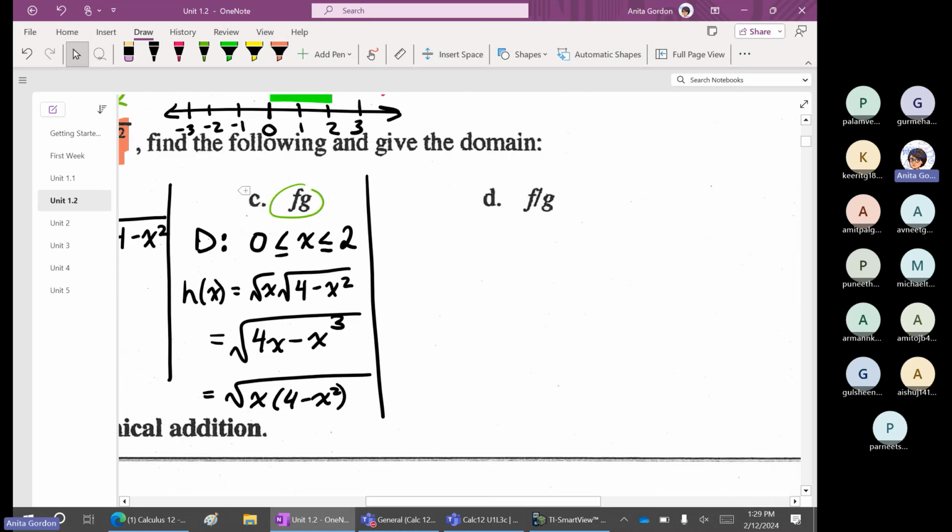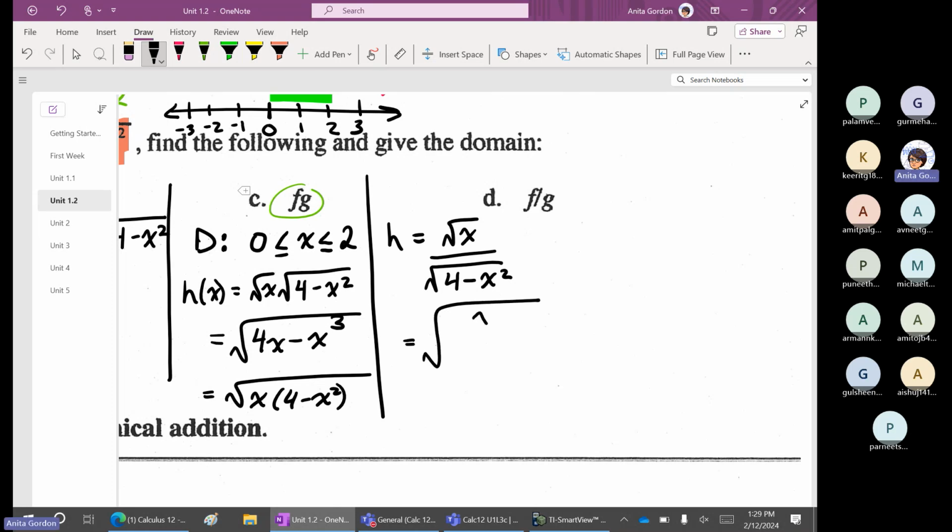Let's take a look at D. Here, h equals the square root of x over the square root of 4 minus x squared. What is my domain? Talk amongst yourselves.